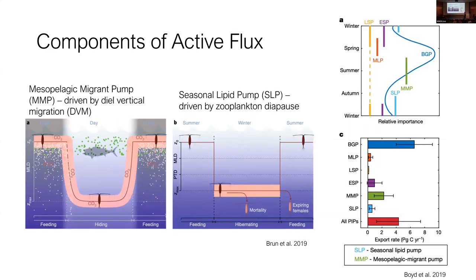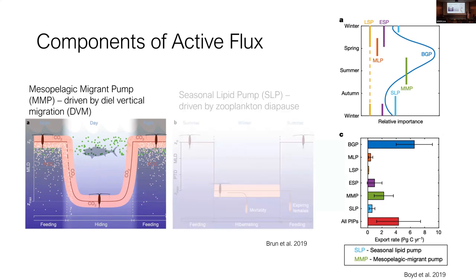And so you've heard throughout this active flux section, the components of active flux include the mesopelagic migrant pump driven by diel vertical migration, as well as the seasonal lipid pump driven by ontogenetic and copepod seasonal or zooplankton diapause, essentially. But here in my talk, I'm going to primarily focus on the mesopelagic migrant pump, just because we know a little bit more about their drivers and how those drivers will change, and that the total flux is larger than the seasonal lipid pump.